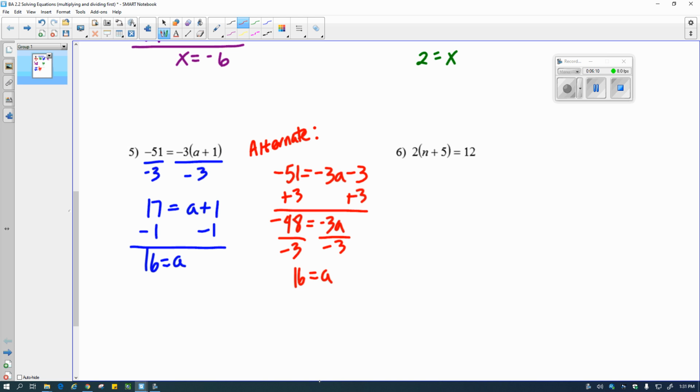Okay, so I'm just always going to do it the way that I was talking about initially, and that is by undoing that division or that multiplication first. Divide that 2 out in this case. So n plus 5 is 6, minus 5, minus 5. So n is 1.